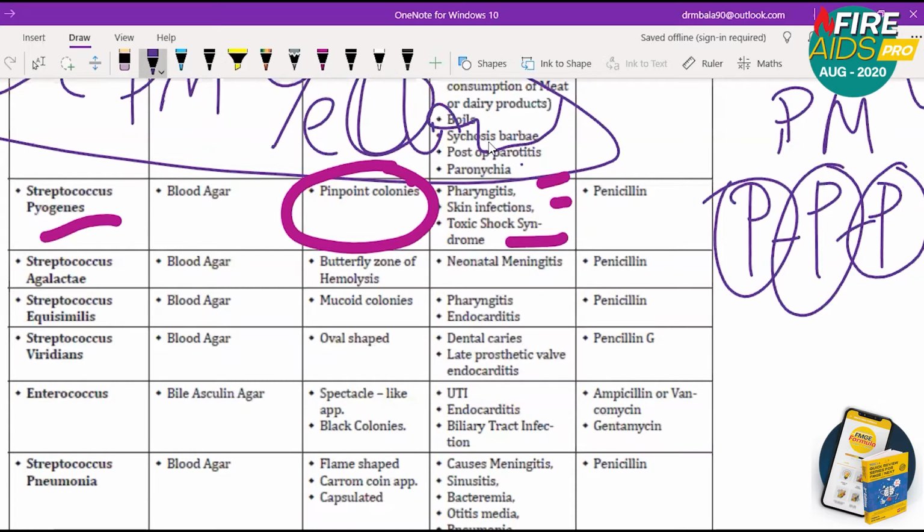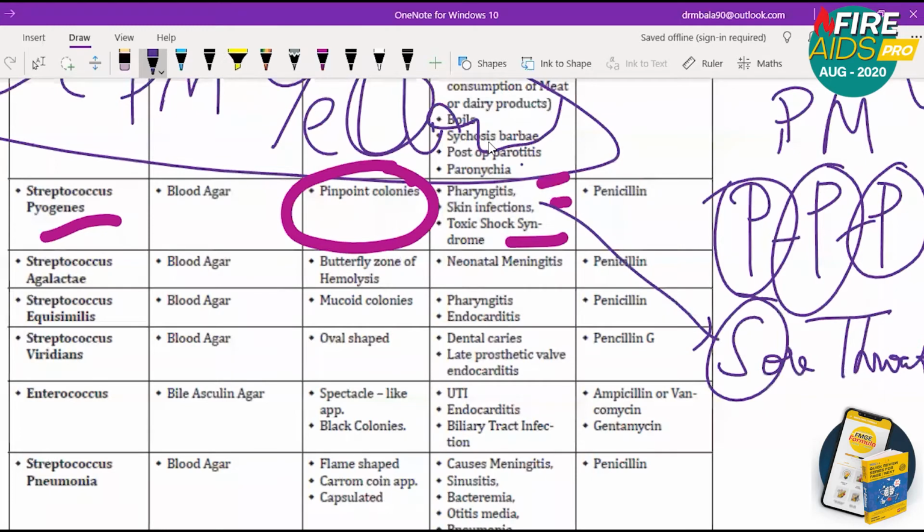So this is very important. Then I want you to remember sore throat. Pharyngitis causes sore throat. So sore throat means they have an S. You need to remember skin infection. They have a T. You need to remember toxic shock syndrome. PPP, sore throat. I hope this is clear.